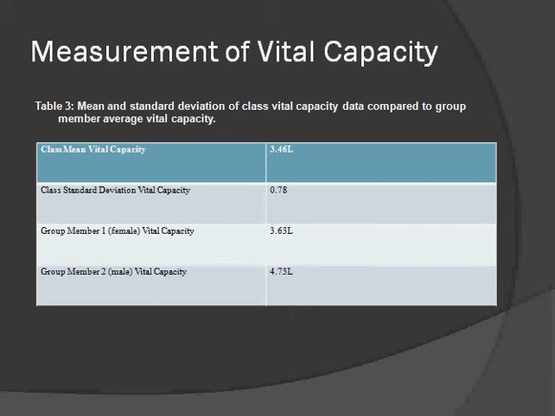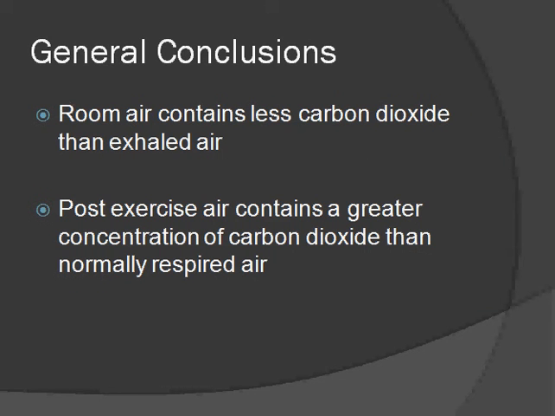Table 3 also documents the calculated mean and standard deviation for the class vital capacity data. The mean vital capacity for the class was 3.46 liters, and the standard deviation was 0.78. Being healthy individuals, both of the observers' vital capacities were in normal range as they were within 2 standard deviations of the mean. Our general conclusions were that room air contains less carbon dioxide than exhaled air, and that post-exercise air contains a greater concentration of carbon dioxide than normally respired air.